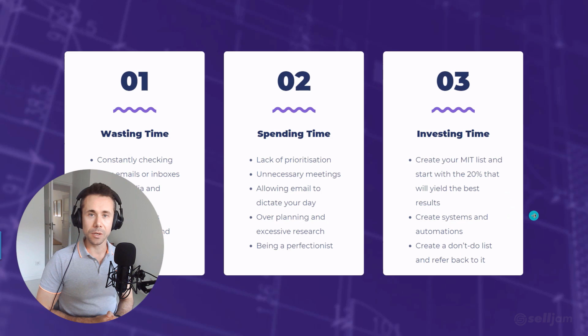Creating systems and automations. This is very important. A lot of the time we get stuck in a rut and a loop where we just do things because it's how we've always done it before. So instead of thinking, how could I optimize this? How could I create a template or an automation or an SOP, which stands for Standard Operating Procedure, to make this more effective and to reduce the amount of time I need to do it in future?